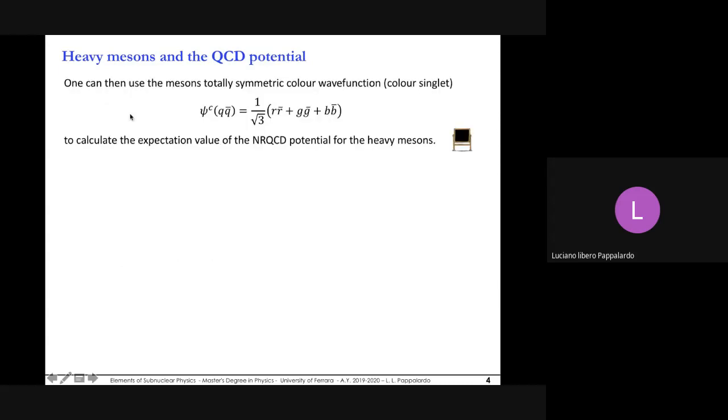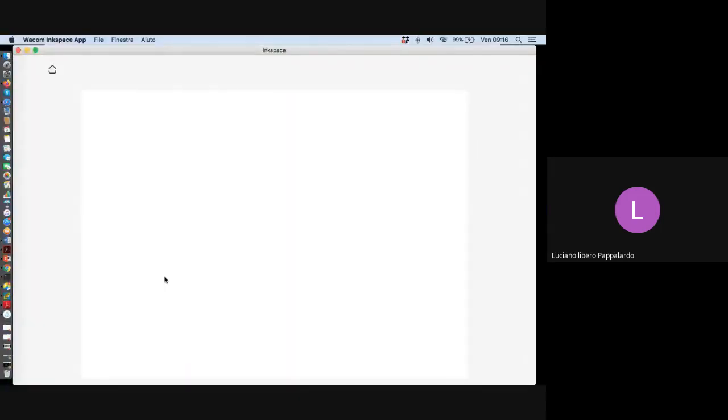Now we can make use of the totally symmetric color wave function of the mesons, the one that we discussed yesterday, to calculate the expectation value of the non-relativistic QCD potential for heavy mesons. So let's now move here. This is page 1.